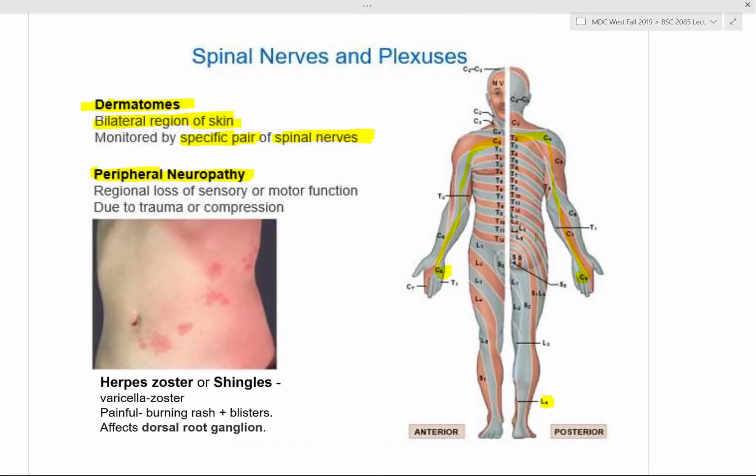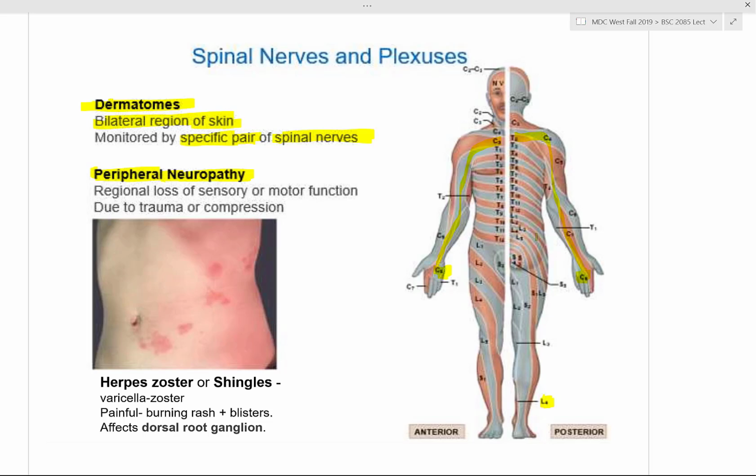When something is in the periphery, is it first, second, or third order? First order, right? First order is from the dermatome, whatever you're perceiving the information, all the way to your spinal cord. Second order is from the spinal cord all the way to your brain. Third order is within the brain. This is for the sensory.